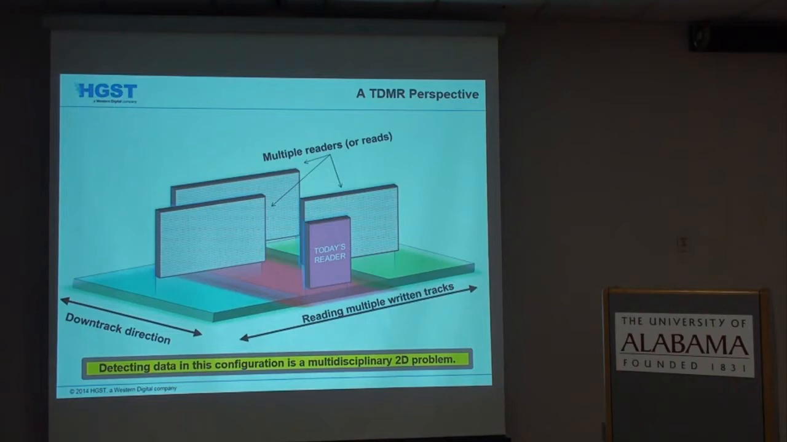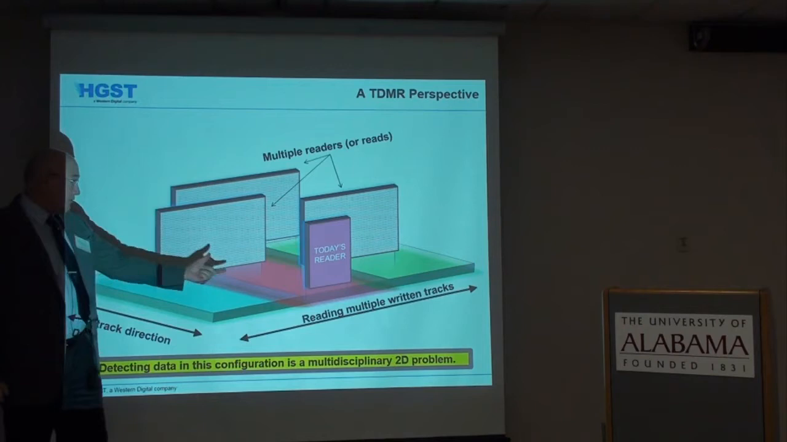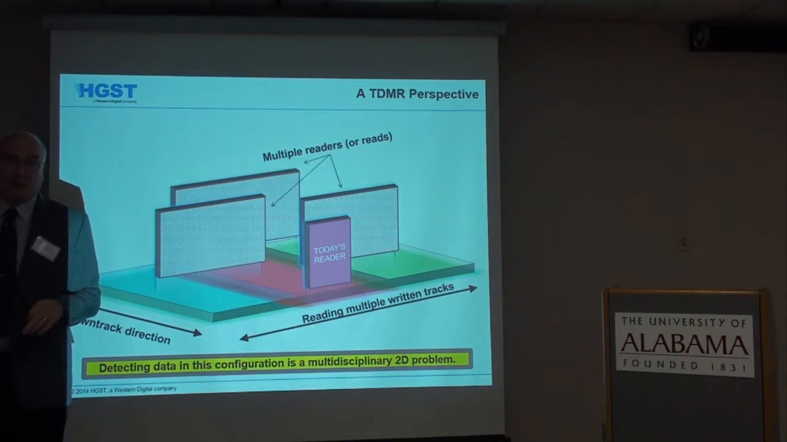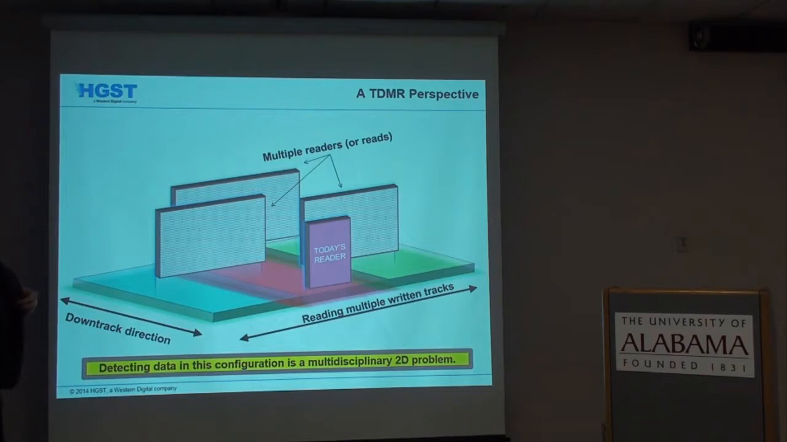Today's reader is a small fraction of that track pitch. Therefore, the physical width of it is something like 25 or 30 nanometers in drives that will be coming out this year or next year. The reason that it's so small compared with the track pitch isn't because we don't like big heads. We actually do like to make bigger heads. They're easy to make. They're easier to make stable.